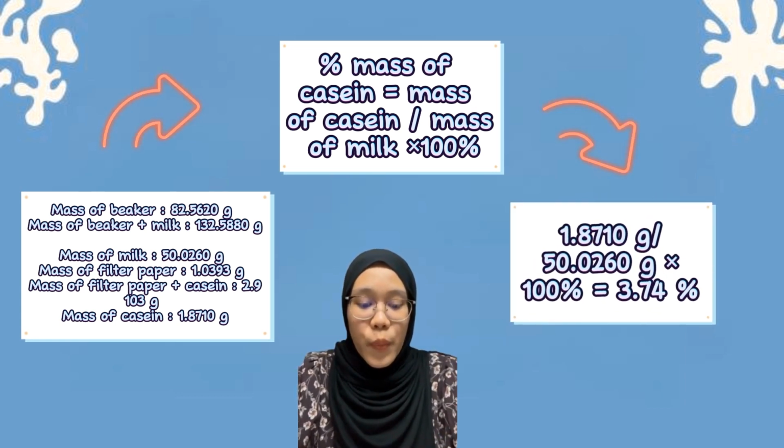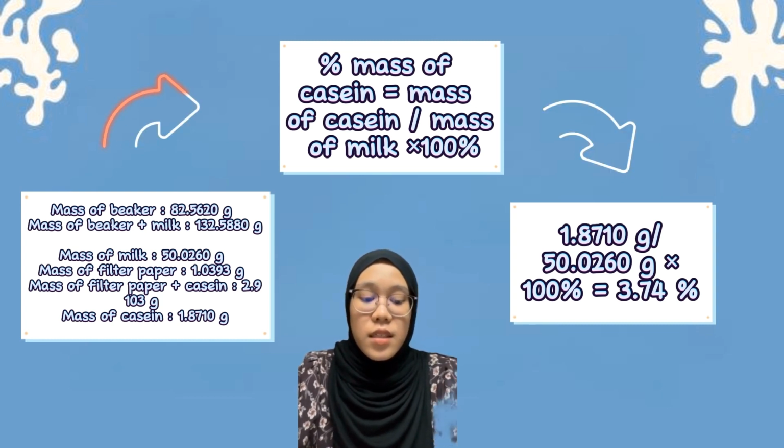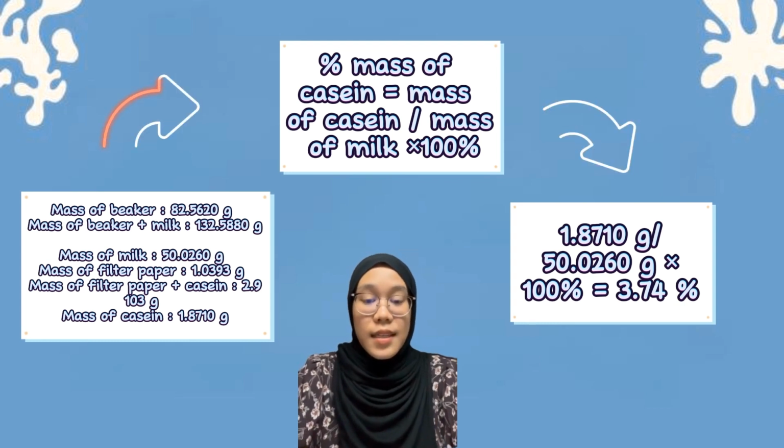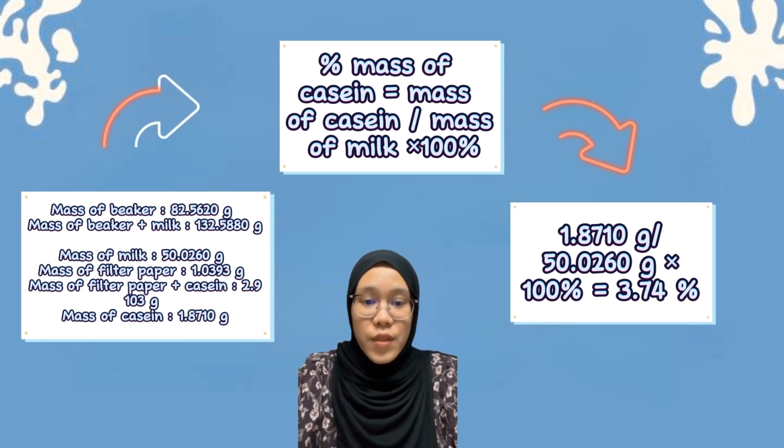So, 1.8710 gram divided by 50.0260 gram multiplied by 100% is equal to 3.74%. Thus, it is found that 100 ml of milk contains 3.74% of casein.